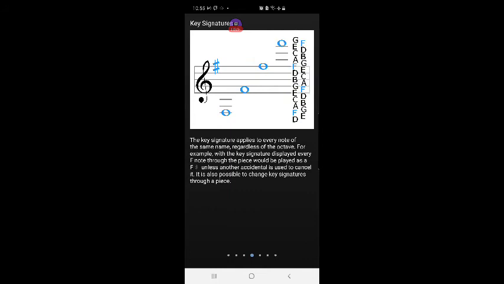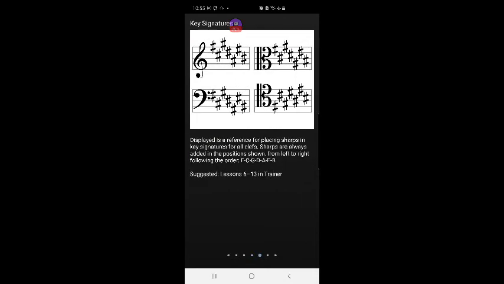The key signature applies to every note of the same name, regardless of the octave. For example, with the key signature displayed, every F note through the piece would be played as an F sharp unless another accidental is used to cancel it. It is also possible to change key signatures through a piece. Displayed is a reference for placing sharps in key signatures for all clefs. That's not all the clefs, but that's four of them.